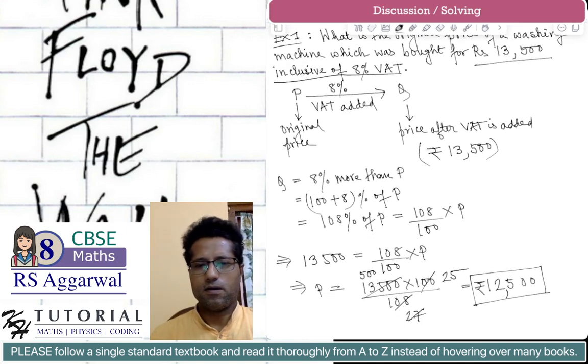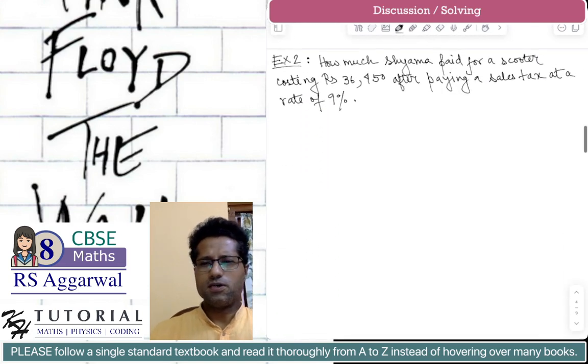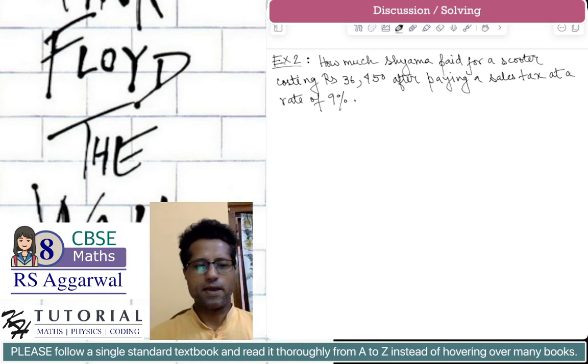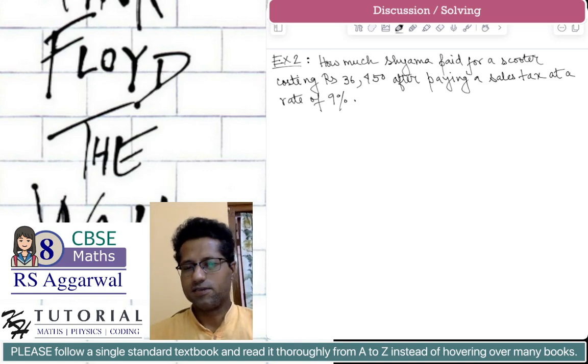Okay, let's do the next problem. How much did Shyama pay for a scooter costing rupees 36,450 after paying a sales tax at a rate of 9%? Now, it is very important to understand the statement of the problem, what exactly it is saying and what exact information it is giving.